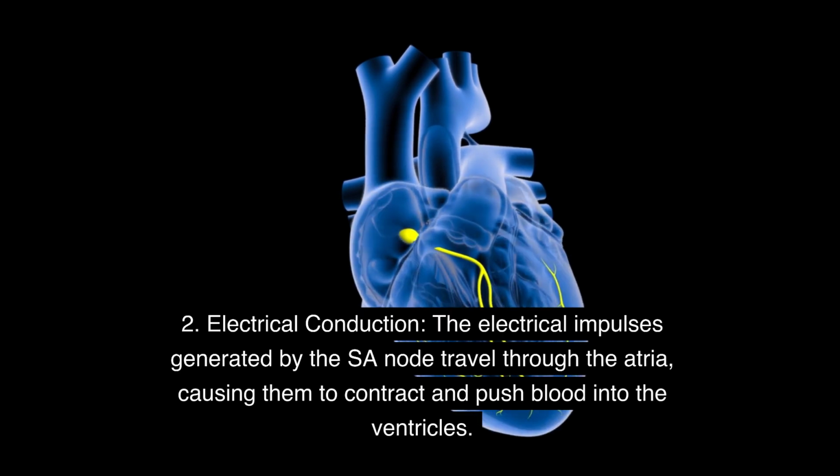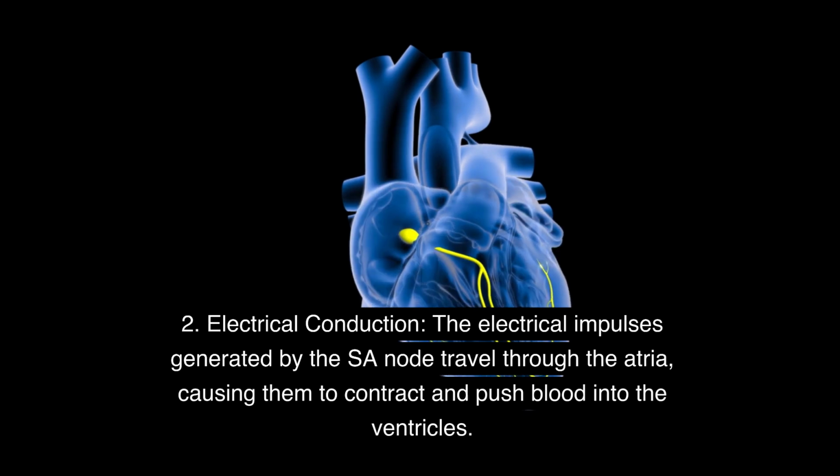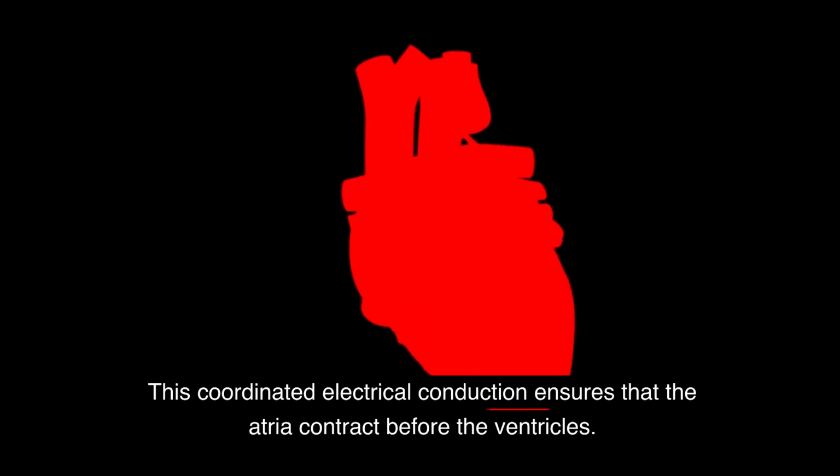2. Electrical conduction. The electrical impulses generated by the SA node travel through the atria, causing them to contract and push blood into the ventricles. This coordinated electrical conduction ensures that the atria contract before the ventricles.